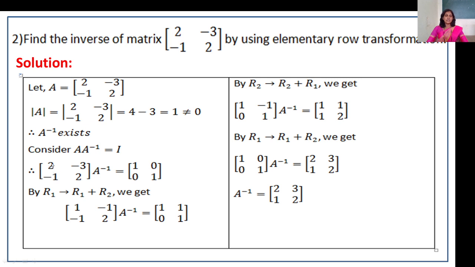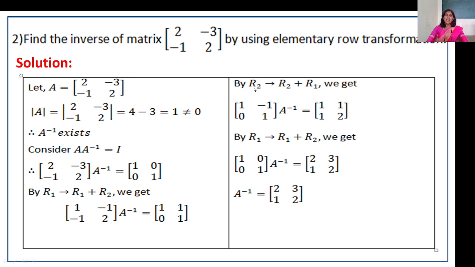Now we have to make this 2 into 1. We have to reduce this 2 into 1. For that we add these two rows, first row and second row. If we add, then 2 minus 1, we will get 1. So here the transformation is R1 gives R1 plus R2. Then we get here 2 minus 1, which is 1, minus 3 plus 2, that is minus 1. Then minus 1 as it is. Here we add 1 plus 0, 1, 0 plus 1, that is 1.